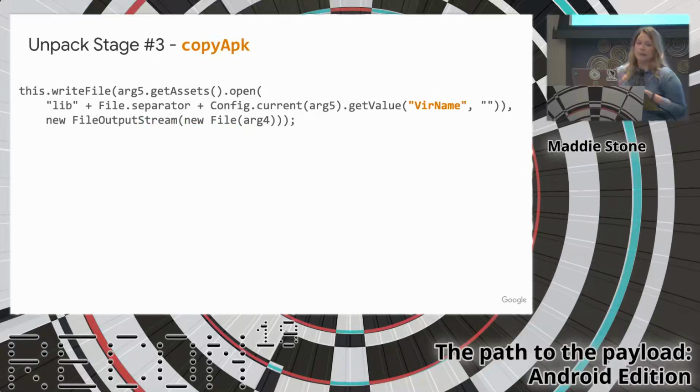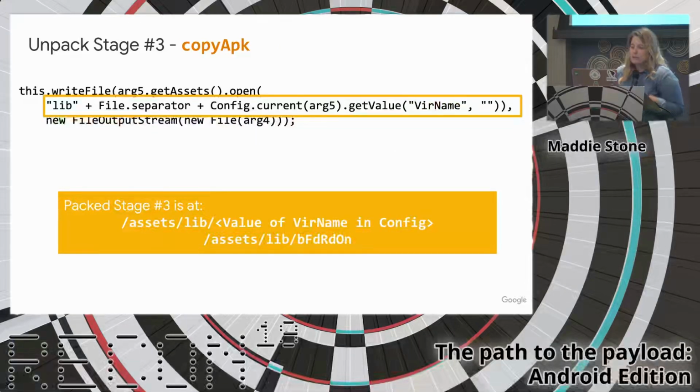And so copy APK is where we're going to actually unpack and get this file from. It just has this call to a function write file, but this is where we can find out what the packed stage 3 is and where it comes from. In this case, it is at assets/lib, and they're reading from that decrypted configuration file that was encrypted with DES to find out what the name of the file should be. So this can be updated over servers, things like that. In this case, it is at lib. They did not choose an English word, but BFDRDON.